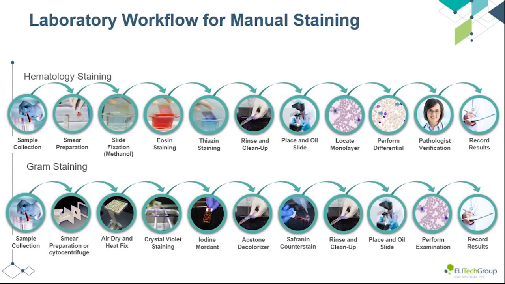Similar workflow for the gram staining. Once the sample is collected, if you need to, you can do the cytospin centrifugation as we've talked about, and then it needs to be fixed on the slide. You can either air dry it or you can heat fix it, low heat. And then normally for a gram stain, you have to use crystal violet to stain it. Iodine is a mordant that helps the stain set in. You then use acetone to decolorize all the gram negatives, followed by safranin, which is a counterstain.